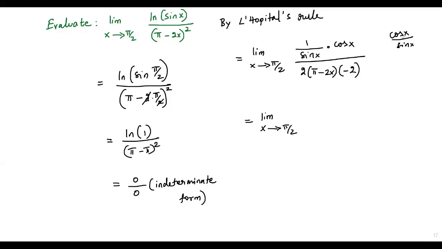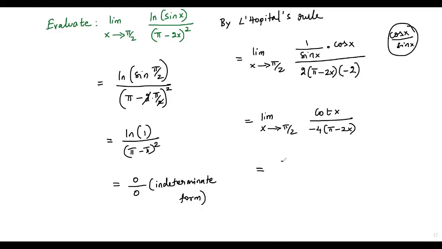So by using coefficient identities in trigonometry, cosine x over sin x equals to what? Cotangent x over 2 times negative 2 will be negative 4 times pi negative 2x. Okay, so that's all the simplification we can do. Now we can apply the given limit, that is pi over 2 for x.